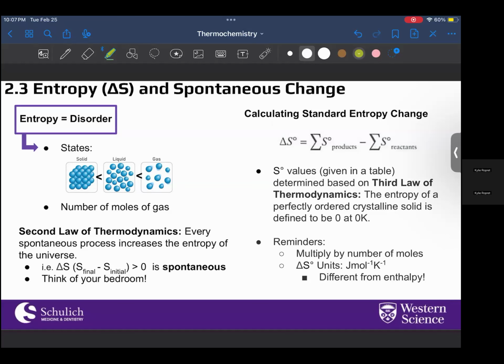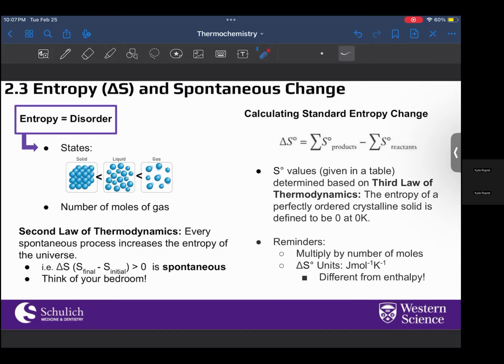All right, so moving to 2.3, we introduce a new property here, which is called entropy, and our symbol for that is delta S. So entropy sounds really similar to enthalpy, but it's actually totally different. It's a little bit of an abstract concept, but I really think the key to understanding it is to think of it as a synonym for disorder. So if something has high entropy, it's very disordered and chaotic. And if something has a low entropy, then it's very neat and ordered.